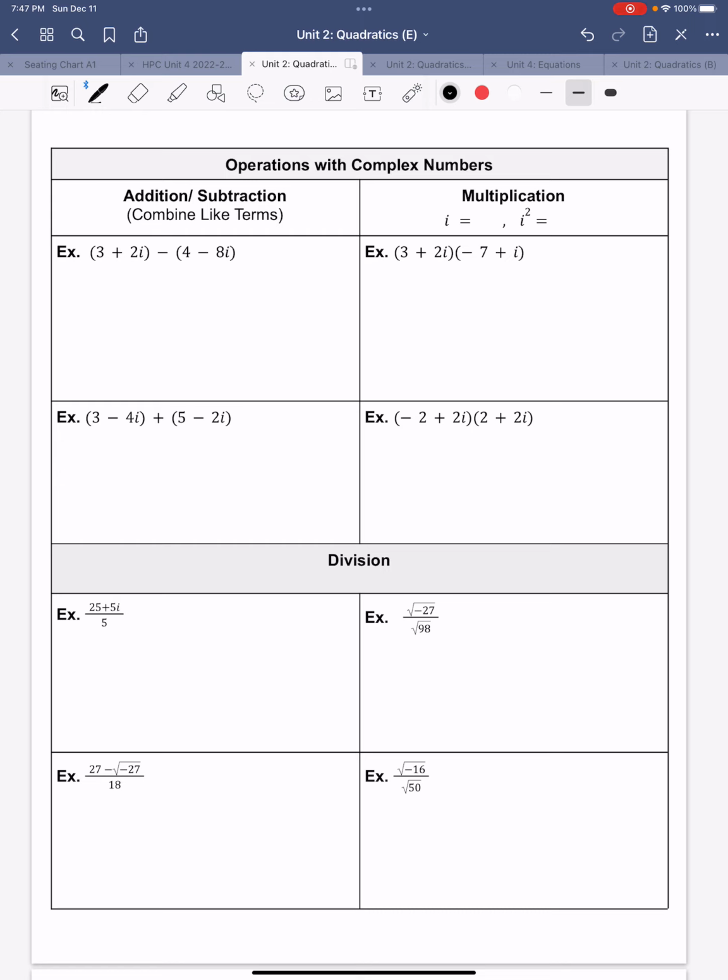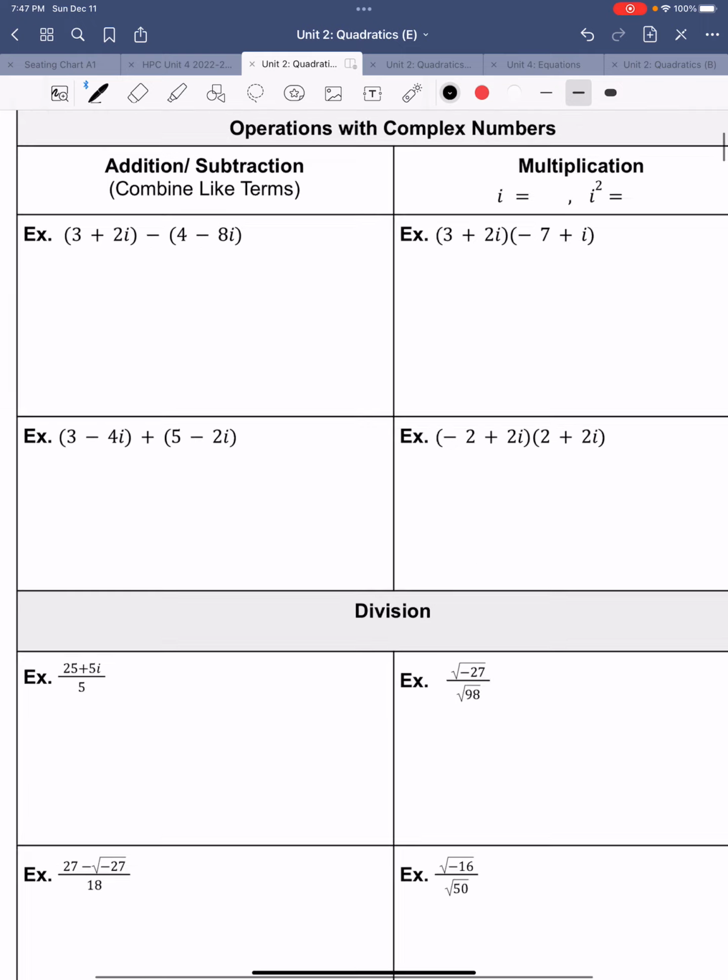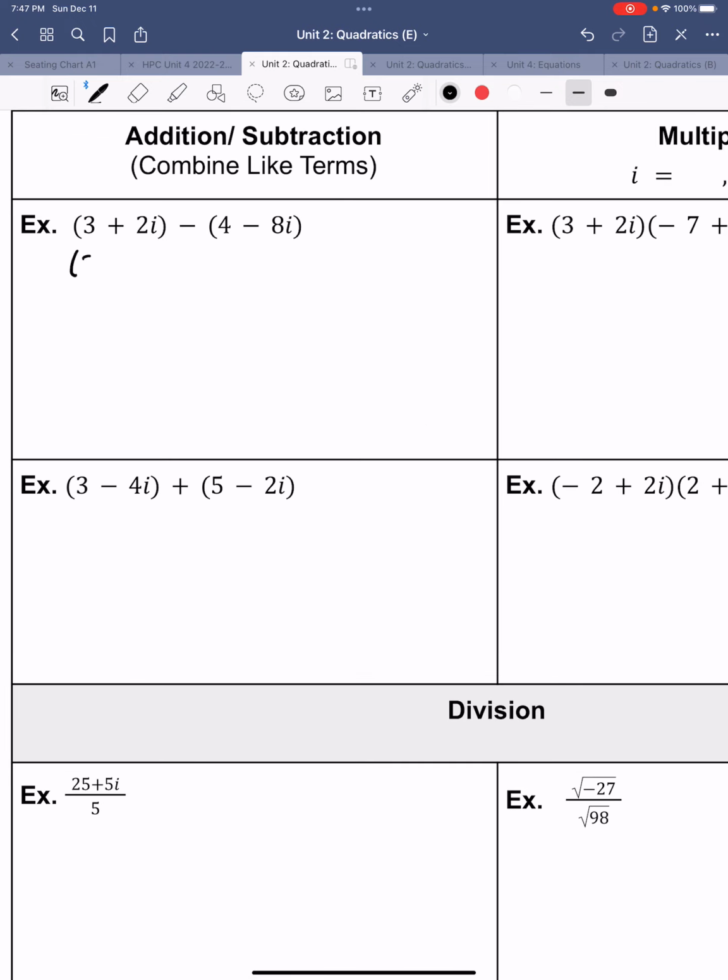So when we are adding, subtracting, multiplying, and dividing with complex numbers, a lot of it's going to be exactly the same as if there was an x variable there. So if we had something that was 3 plus 2i, subtract the expression 4 minus 8i, that's going to give us the same result as if there was an x there. And so this is something that we've done before. We did this at the beginning of the year when we were learning how to combine like terms. So this is nothing new.